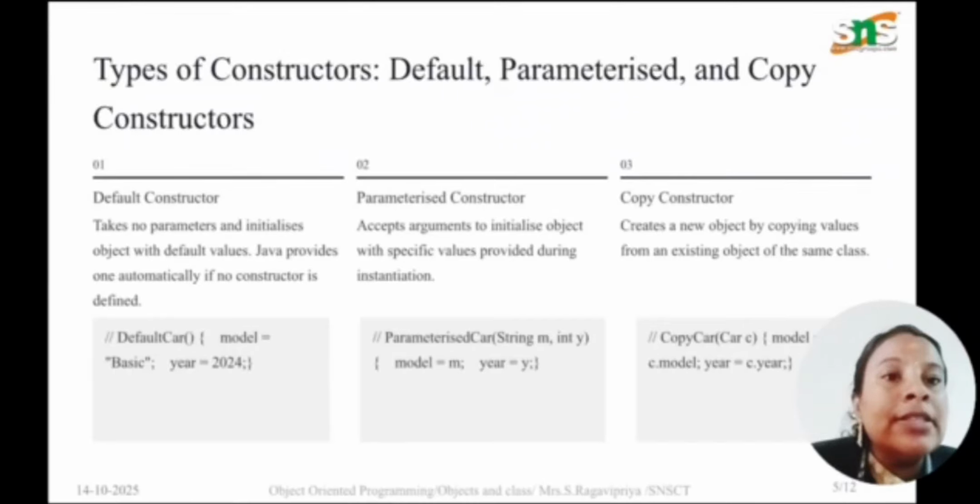The next one is the parameterized constructor. It accepts arguments to initialize the object with specific values provided during instantiation. The constructor will consist of arguments as parameters while the constructor is called. Then the copy constructor. A copy constructor creates a new object by copying values from an existing object of the same class.